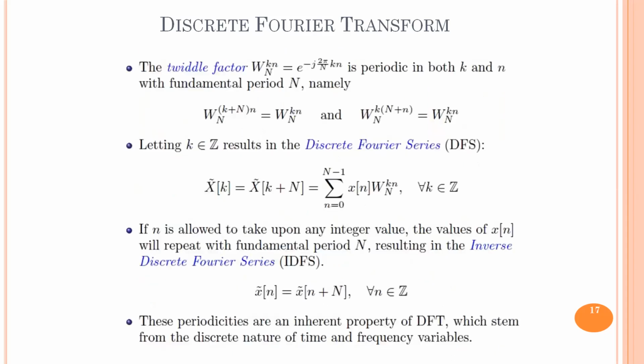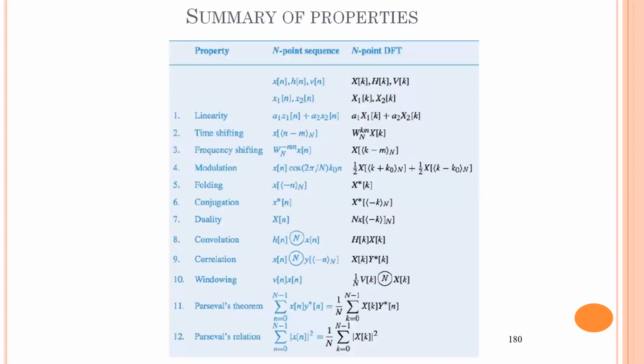The twiddle factor omega N nk, which is equivalent to e power minus j 2 pi kn by capital N, is periodic in both k and n with fundamental period capital N. So if you replace your k with k plus capital N, you will get the same value. If you replace small n with small n plus capital N also, you will get the same value. So this is about your discrete Fourier transform and some of its properties.